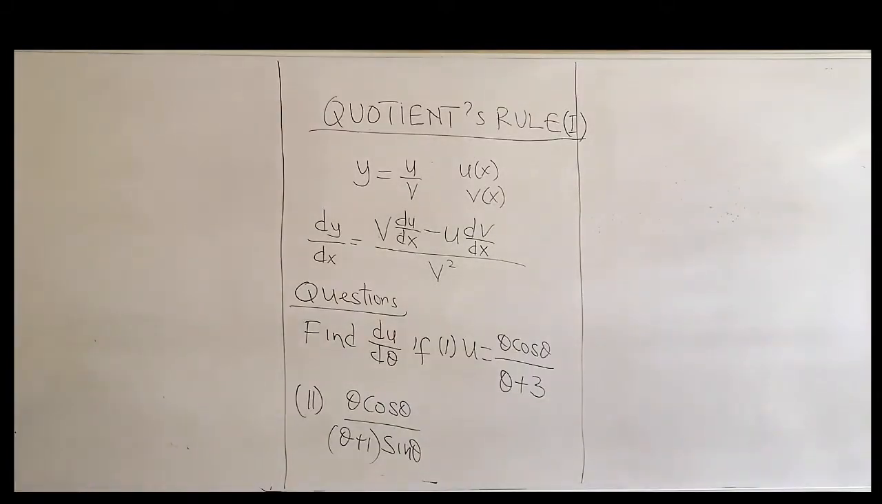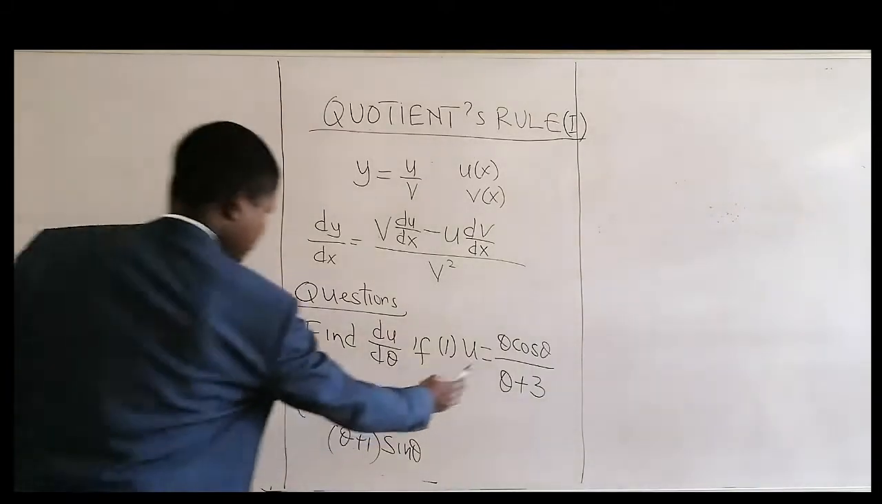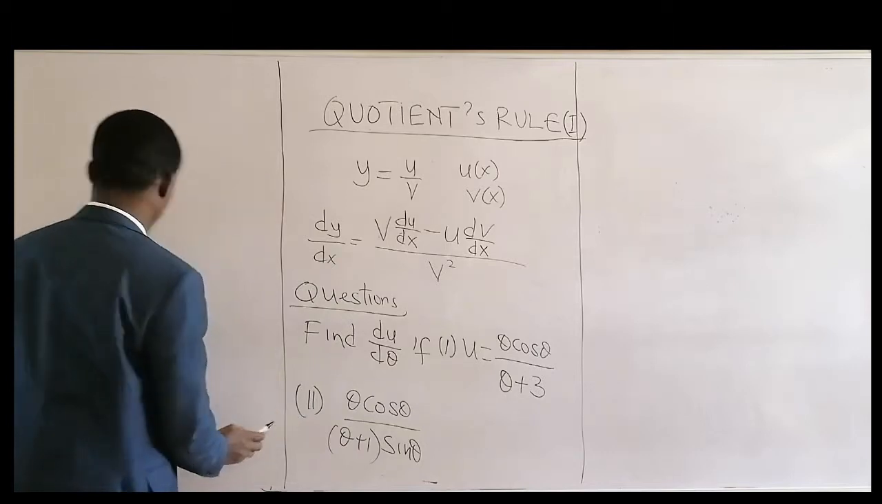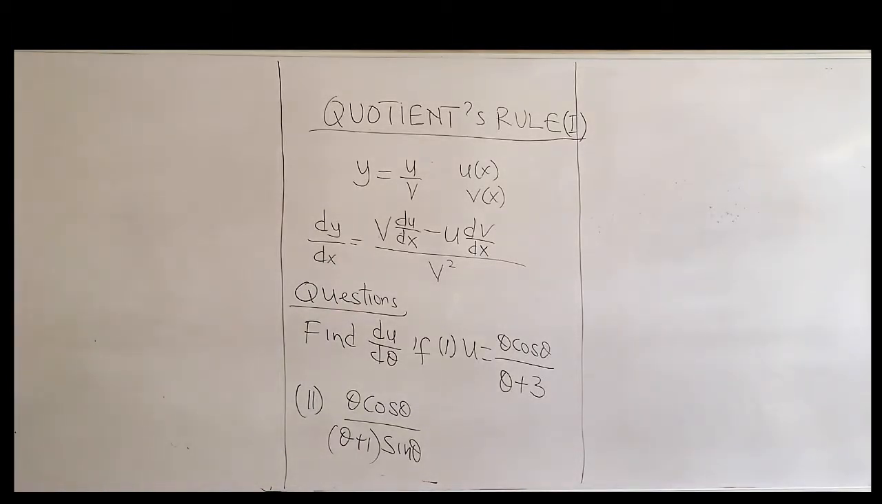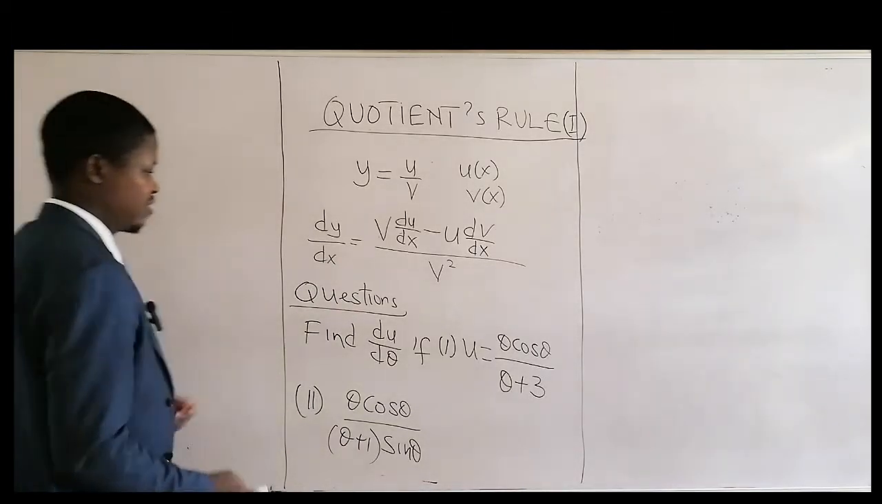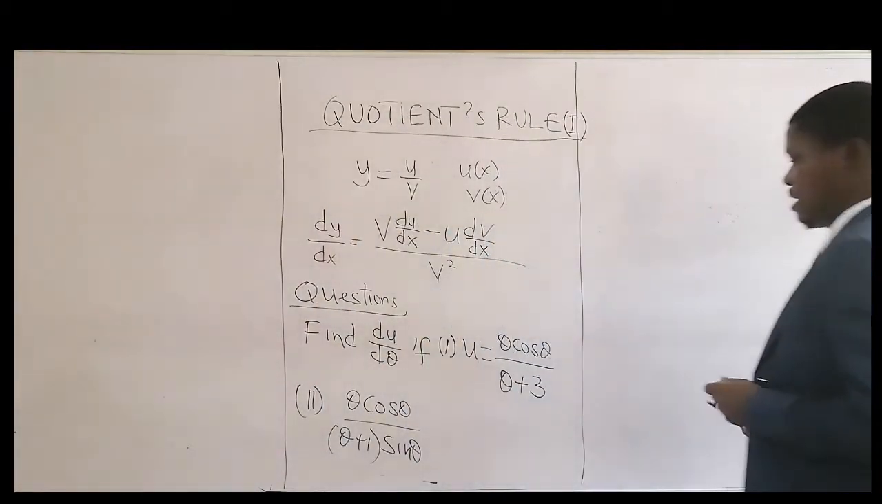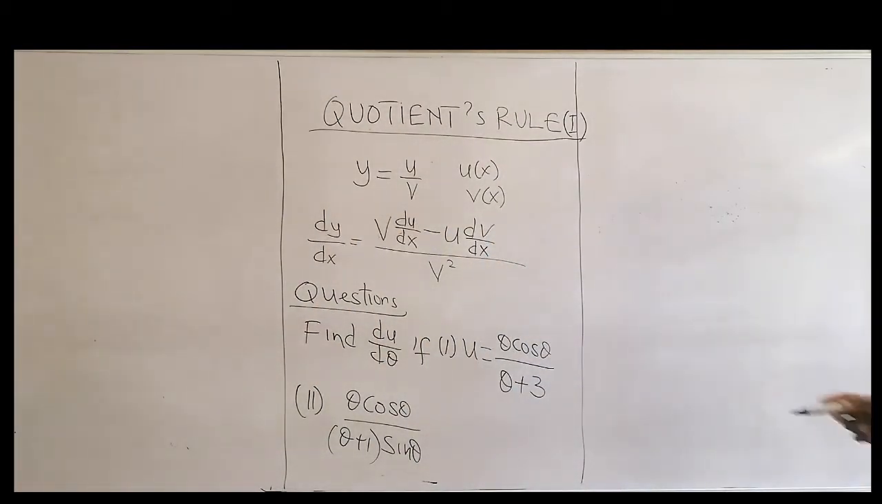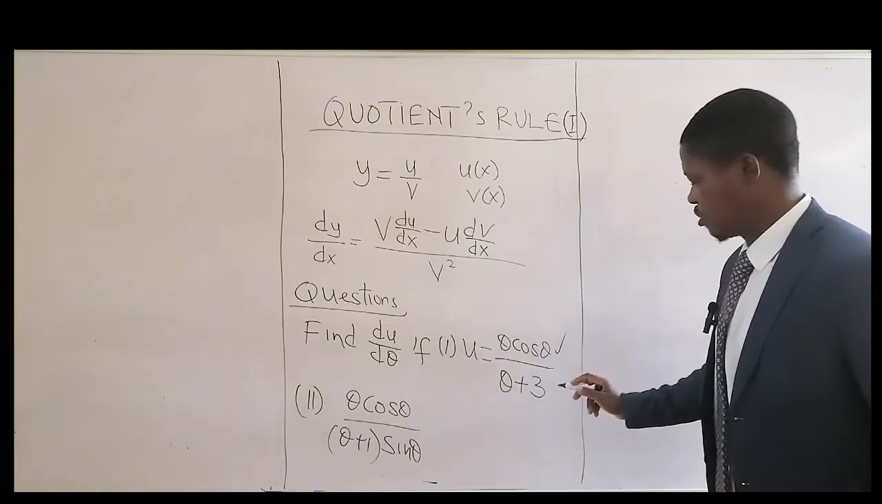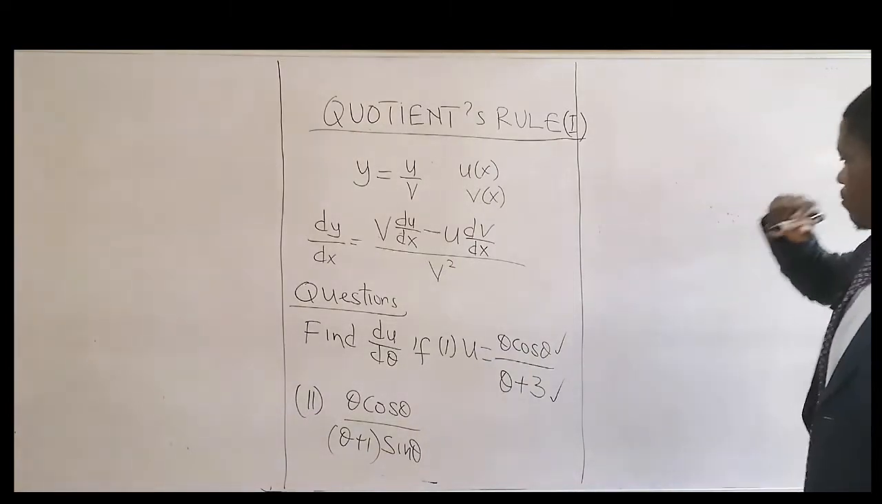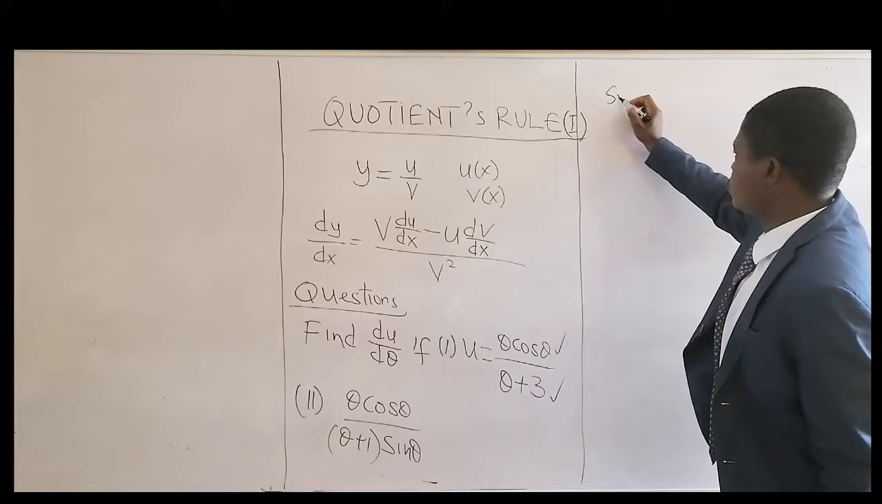Okay, let's see those two questions. Find du/dθ if u is this, and two, if u is also this. So these are the two questions we have. You can see this is the numerator, this is a fraction, and this is the denominator. Okay, so let's see the first one.